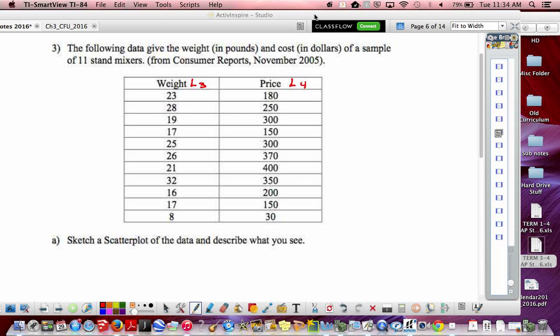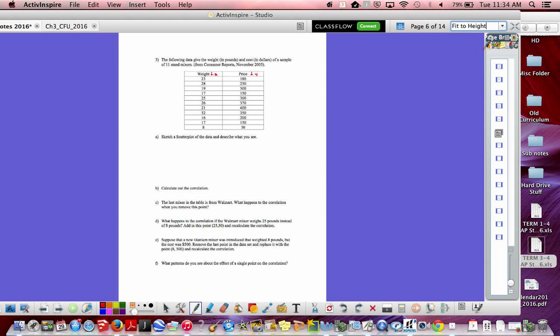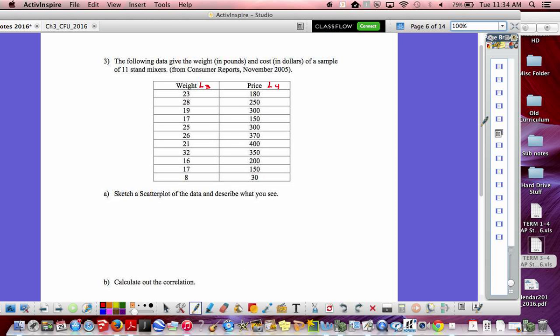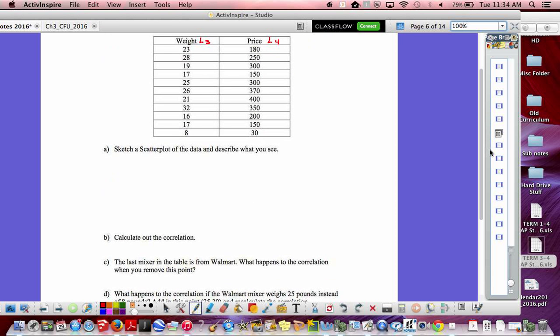All right, so question A says, sketch a scatter plot of the data and describe what you see. All right, let's do that. I'm going to shrink this just a little bit. Let's go to 100% there. That's better, so I can see the data and still graph it. Make a quick sketch here. This is going to be the weight. And this is going to be the price.